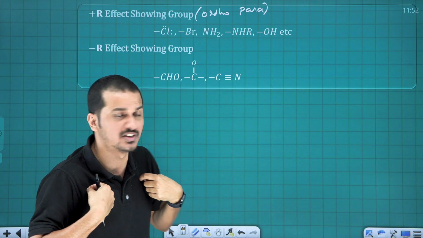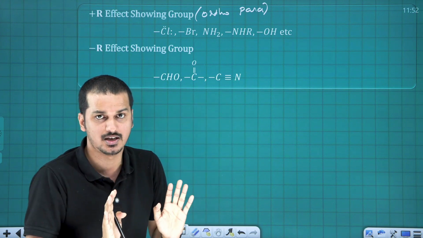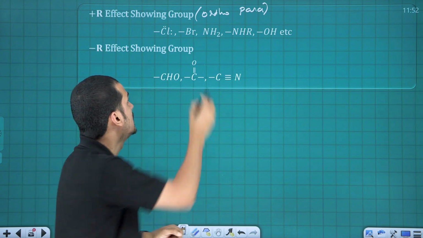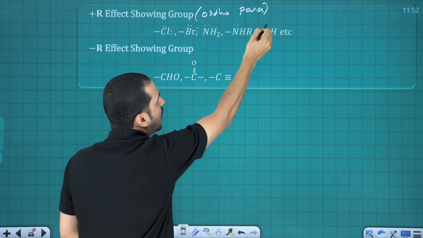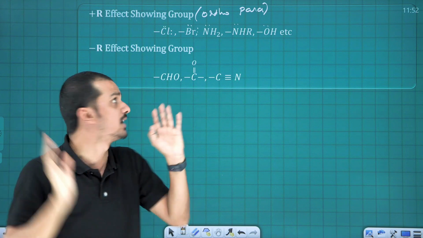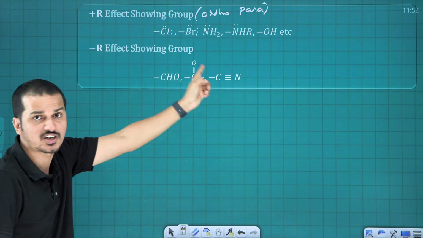How will we identify which is a plus R effect showing group? Because they have a tendency to donate electron pairs, so they should contain electron pairs. So a lone pair containing group, okay, a lone pair containing group can show what? Plus R effect.